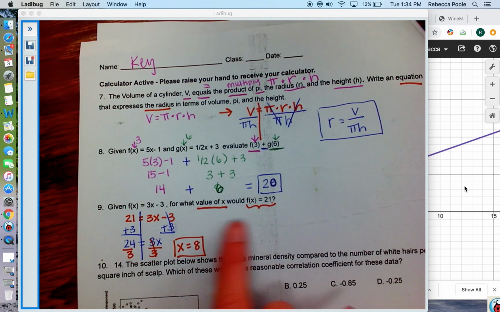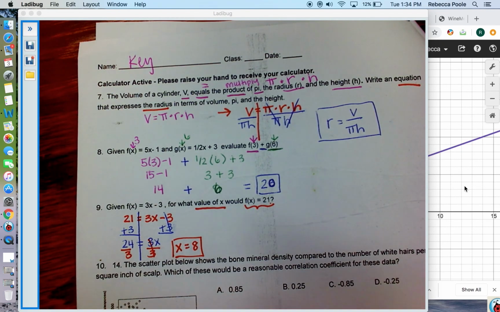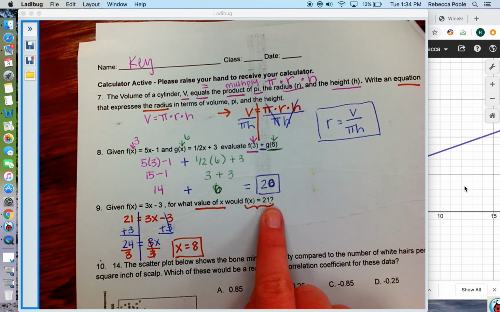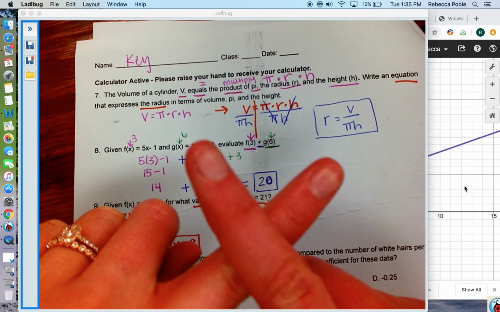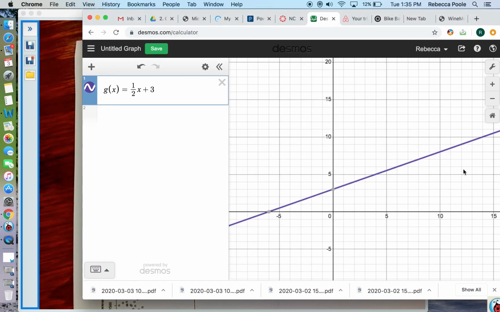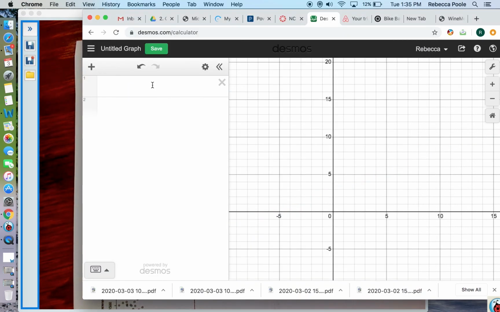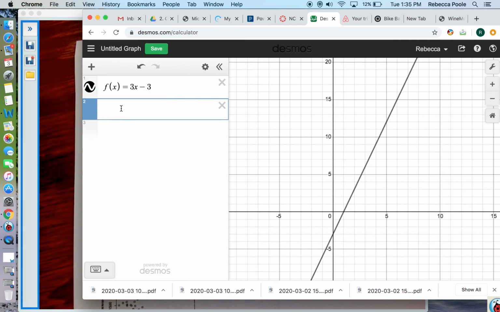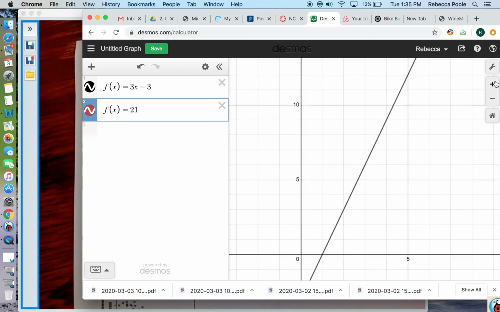Now I'm going to show you guys how we can use Desmos to check this, okay? So if you go to Desmos and you put in this equation and you also put in this equation, then we should see a spot where those two lines overlap, okay? So let's go look at it. I'm going to type in f of x equals 3x minus 3. And I'm also going to type in f of x equals 21. Okay? I'm going to zoom out so I can see where they overlap.